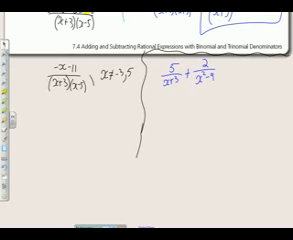Okay, so 5 over x plus 3 plus 2 over x squared minus 9. Step number 1, always factor. So we've got 5 over x plus 3 plus 2 over (x plus 3)(x minus 3). If we look at the denominators, I've got an x plus 3, an x plus 3, and an x minus 3. Well, x plus 3 times x minus 3 together, I have to at least have that.